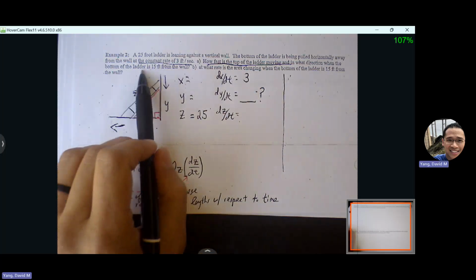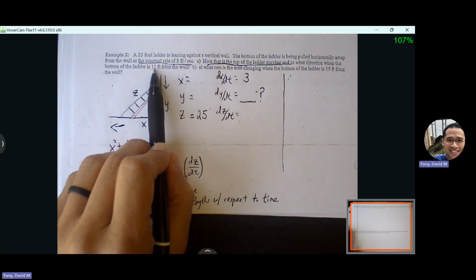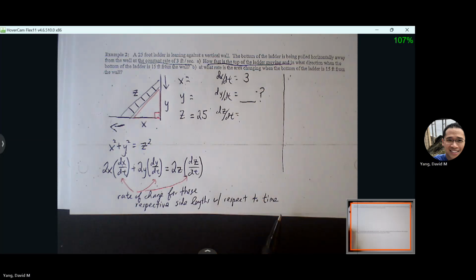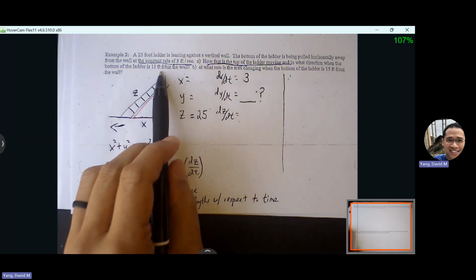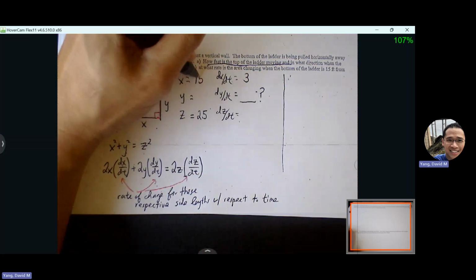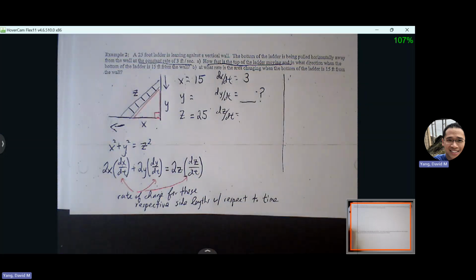Okay, when the bottom of the ladder is 15 feet from the wall, what's that referring to? x. Yeah, that's 15 feet. There's no time component. It's a static value. So 15 for x. Are we good so far?